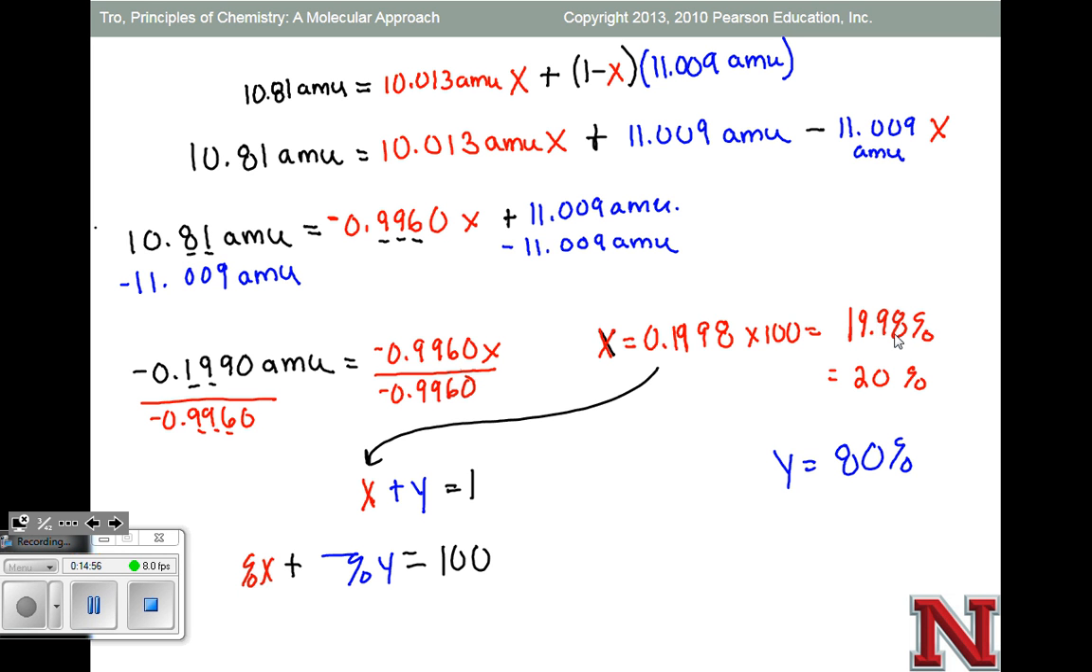So once we figure this is 20, our y is 80. And you could always double check that again because our total percent, 10.81, is closer to our B11 mass, and that makes sense that we would have more of B11.